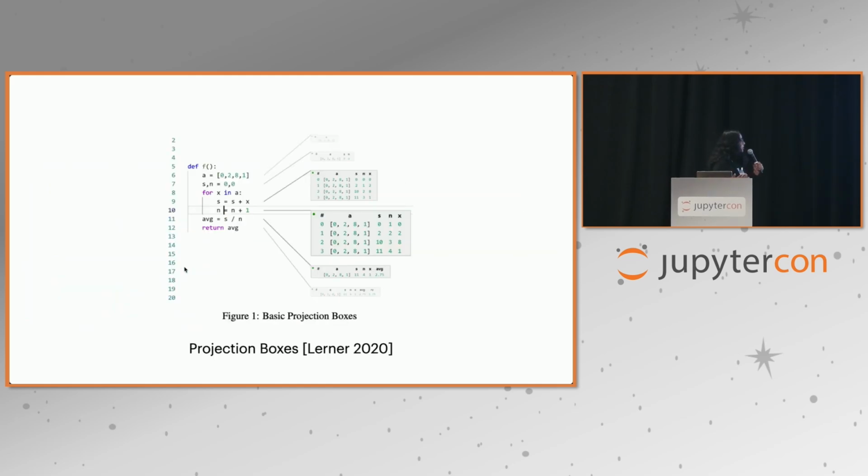So, this is an example of projection boxes, which allows you to trace through code automatically through live programming. And it automatically produces these boxes, which help you trace through and understand what's happening to a variable at each step. And we can try including these kinds of UIs into Jupyter notebooks to help people better debug their code without making it difficult to understand what's going on in your notebook.